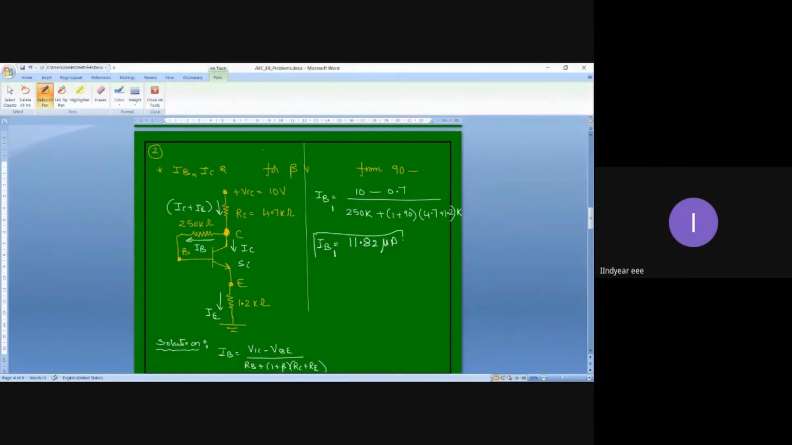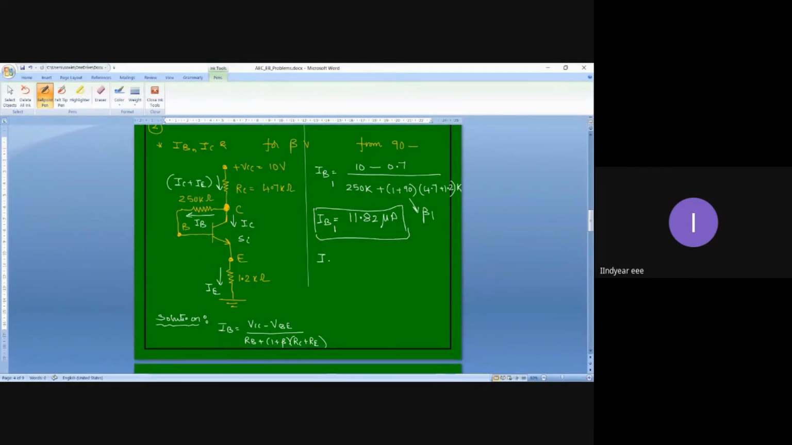Let me take that as IB1, because we have calculated IB1 for beta 1. Then you can find IC1 quickly. That is beta 1 times IB1, 90 times 11.82 micro. So IC1 is going to be 1.06 milliamperes.